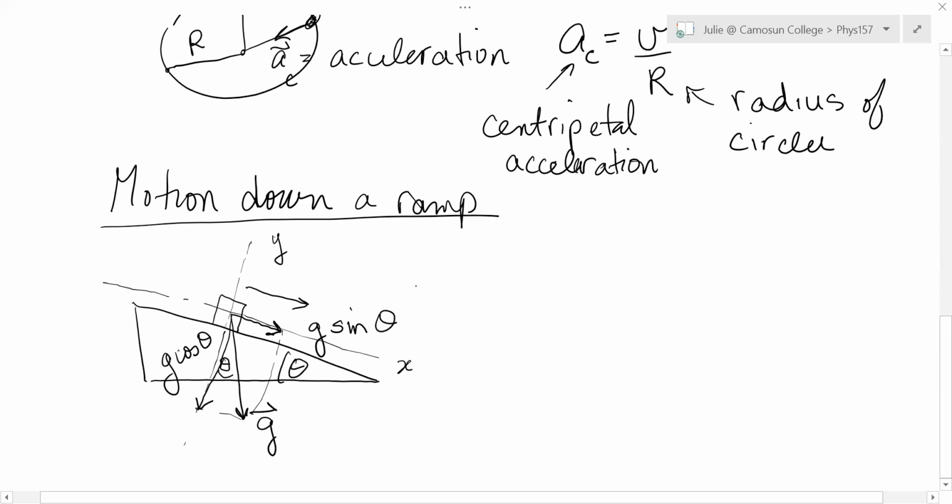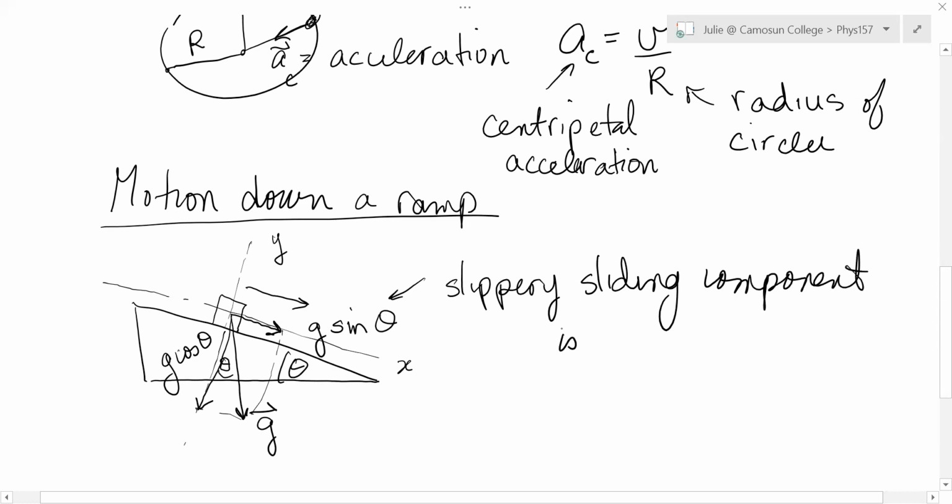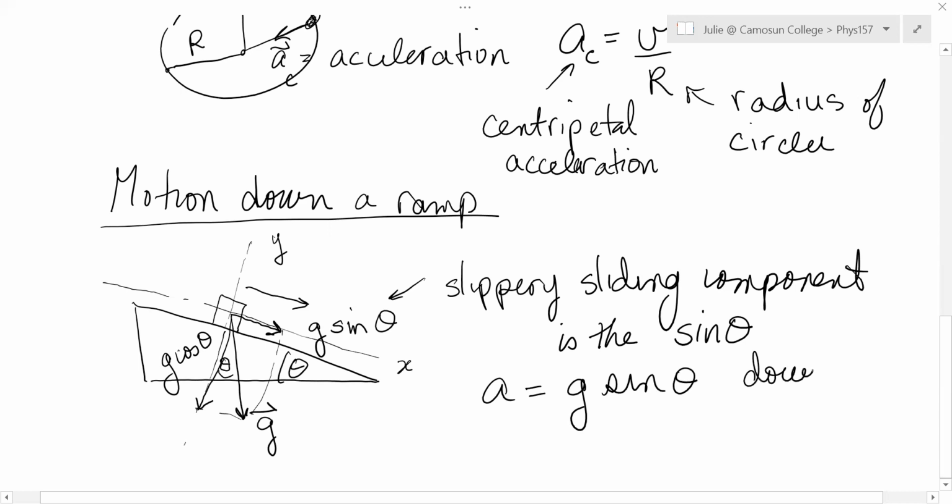Now, the way I remember this, the component down the slope, the slippery sliding component, is the sine, SSS. Okay, slippery sliding component down slope is sine theta. The in-slope component, g cos theta, when we get to forces, we'll see how important that is. But the acceleration for this then is just g sine theta down the incline. Now, if you happen to tilt your incline the other way, it would have to be a negative, but I like to tilt it so it's going down to the right, and then it's positive.